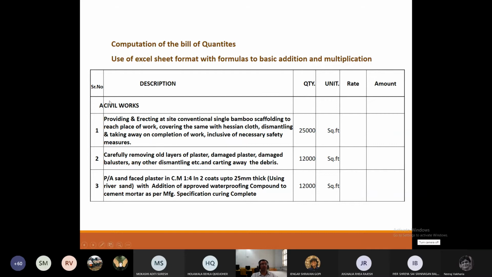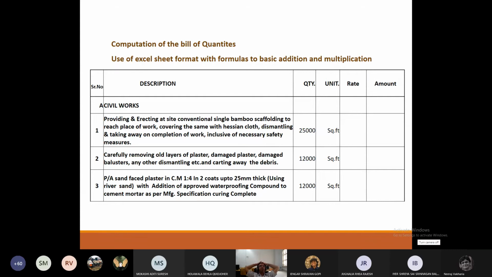Your first item will be, you may perhaps write, first item: barricading of site. So how will you write? Shravan, can you write it? You see here the language in which usually the specification is written. Can you help me write the specification for barricading of your site? Like the actual text for it.